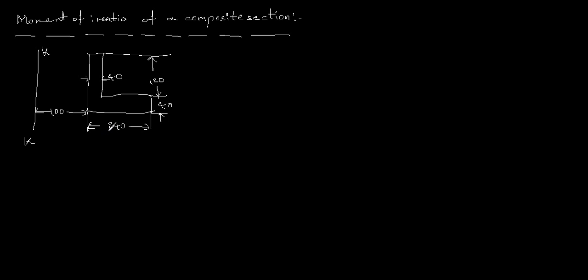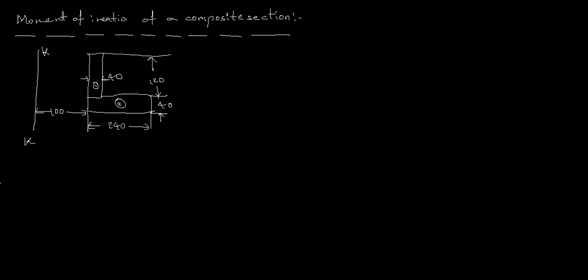For finding that, first we need to divide the shape into two or three convenient parts according to the number of basic shapes it consists of. Here it basically consists of two different shapes. So assume this rectangle as one and this rectangle as the second part. The first step is to split the shape into two convenient parts. We need to find the moment of inertia of the first rectangle with respect to the KK axis, and similarly the moment of inertia of the second rectangle with respect to the KK axis. By summing these two values we get the moment of inertia of the whole composite section.